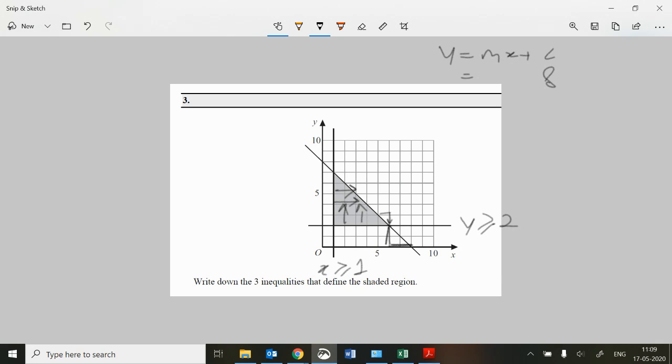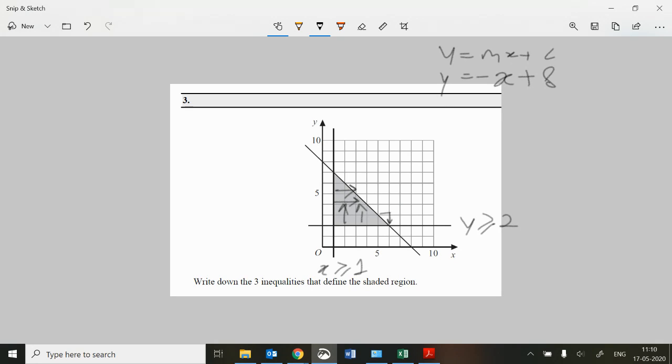You can do rise over run. Rise is -2, run is 2, as we go from left to right, so this is -2 divided by 2 is -1. So we've got -1x. I don't need to write the 1 there, so I just write -x plus 8. And there you go, that's that line. That's the line, that's not the inequality.